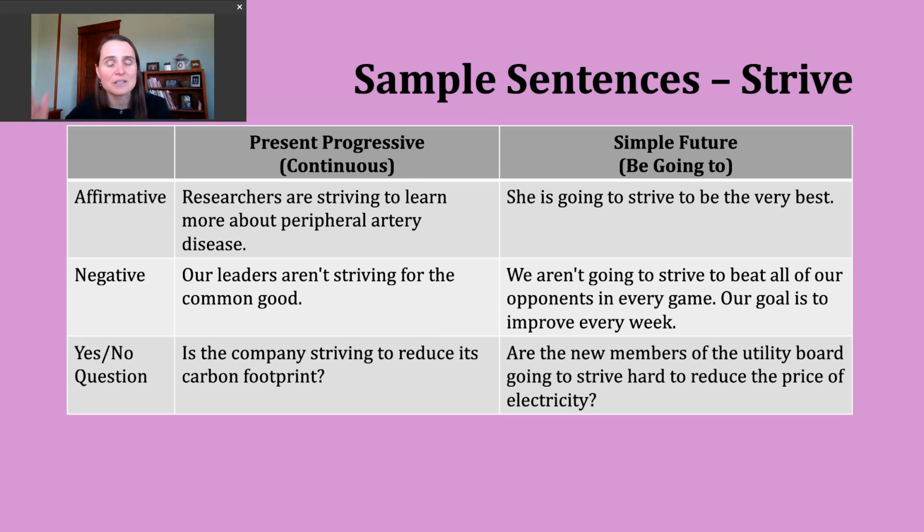To do this, again, I start with a subject. I use the form of be that matches, then not, then the ing form of the verb. Here's another example. Our leaders aren't striving for the common good.